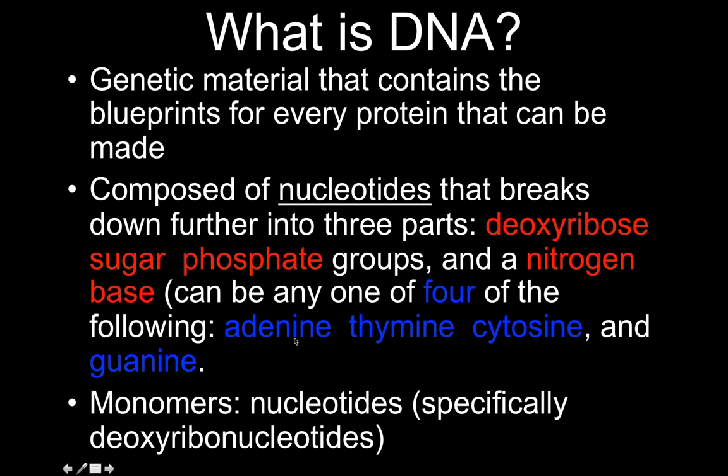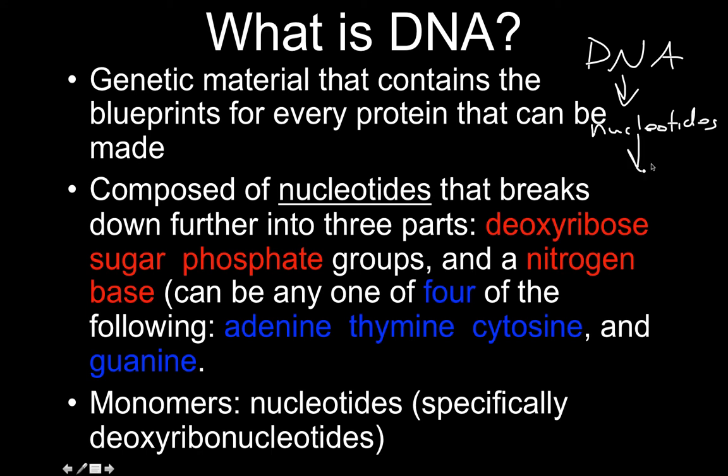So let's talk about DNA first. DNA is the genetic material that contains the blueprints, the information, or the instructions for every single protein that can be made in our body and what we need to make. DNA is made up of nucleotides. Okay, so hold on, we're talking about a lot of stuff. We have DNA, which is made out of nucleotides.